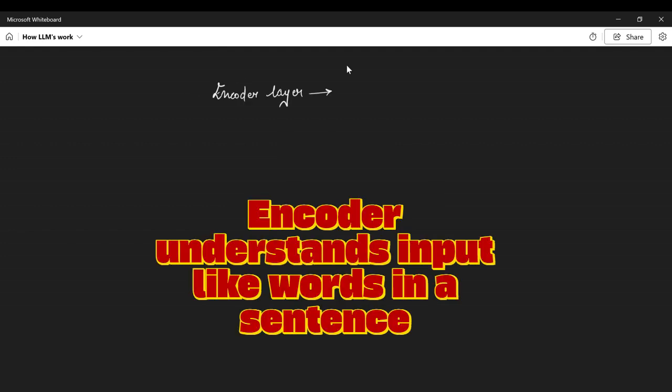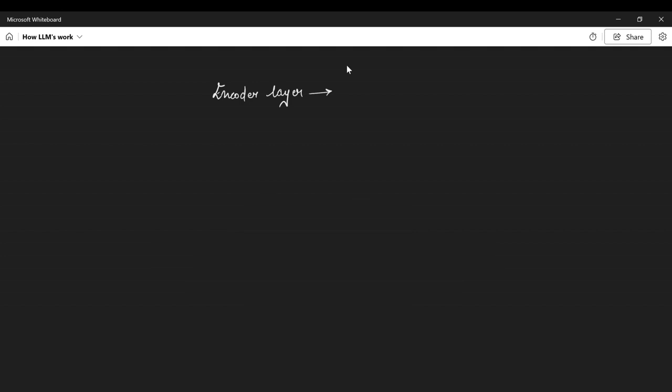Encoder layer. The encoder layer is a part of the transformer model that helps it understand the input data, like words in the sentence. And sublayer. Each encoder layer has smaller parts. The two main parts are the attention layer and the feed forward network layer.